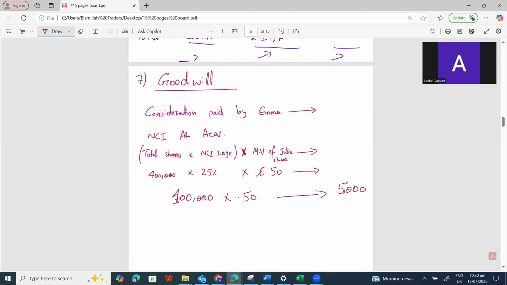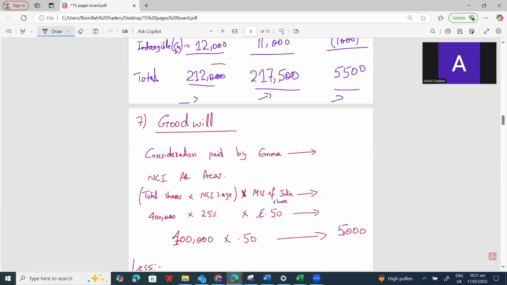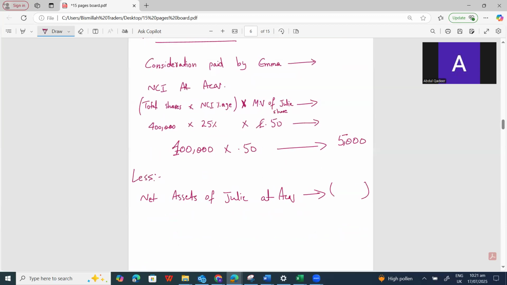Okay, then less the net assets of Julie at acquisition, as we have calculated just now. We have to less this 2,12,000.